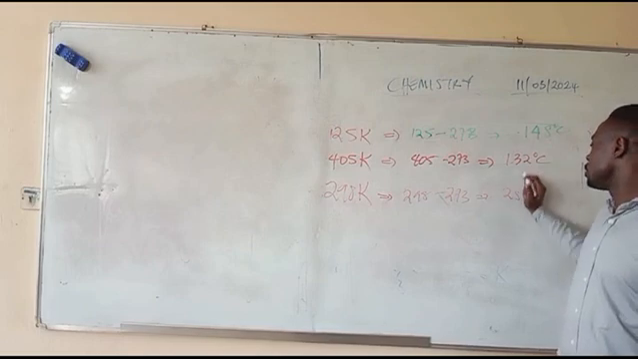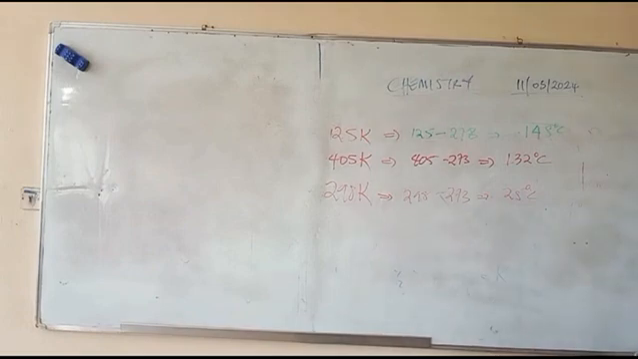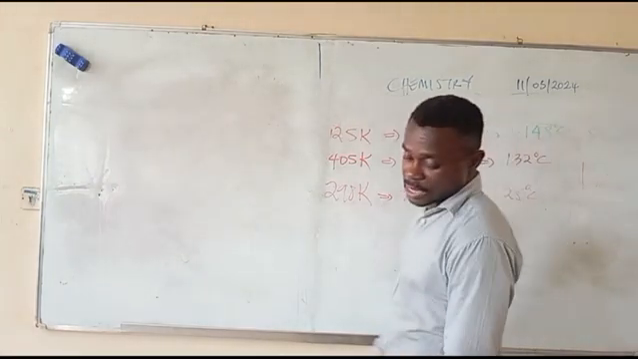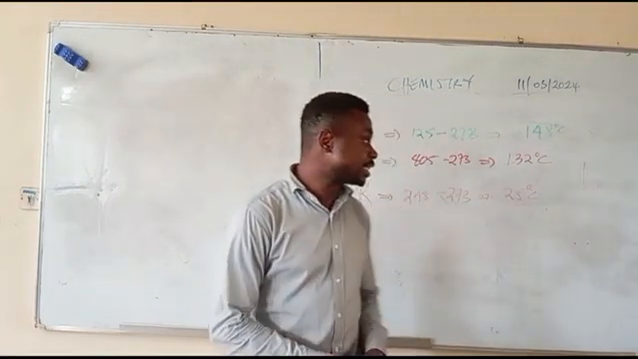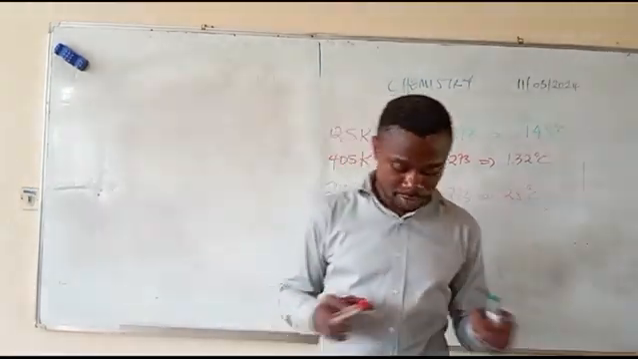25 degrees is room temperature, right? In the Celsius scale it is 25, but in the Kelvin scale room temperature is 298 Kelvin. Are we together? So this one is easy, right? Now, with this, I think we can move on.